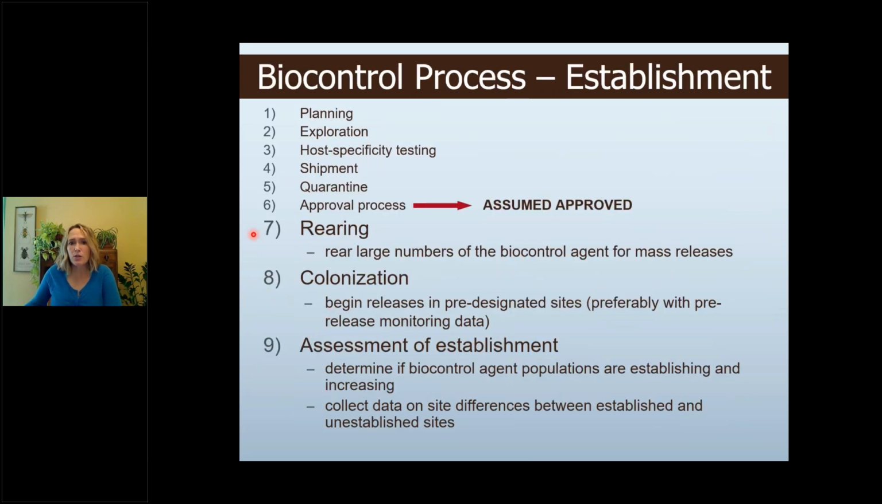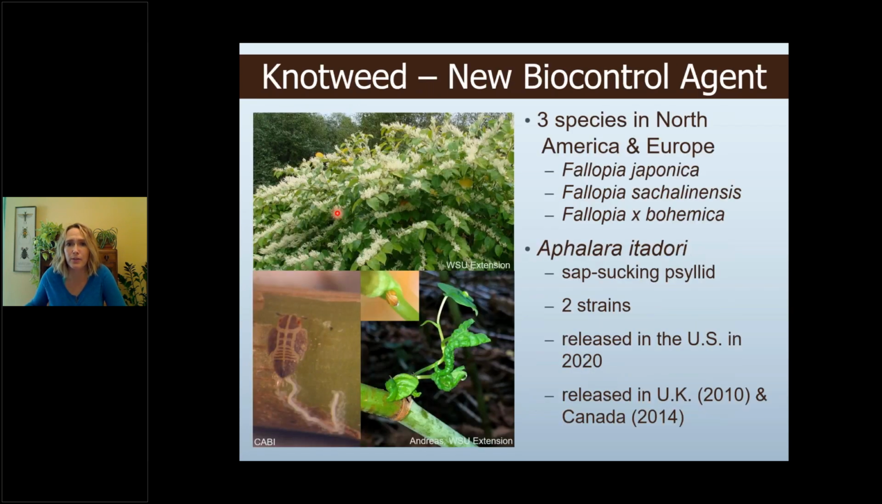Then once we have it approved for release and APHIS has said, yes, we feel this is a safe agent and should be put out in order to control our species, we begin these, which are sort of 3 that come together: rearing, colonization, and establishment. A really great example of this is our new knotweed biocontrol agent. This is a sap-sucking psyllid, and there are 2 different strains attacking the different knotweed species.